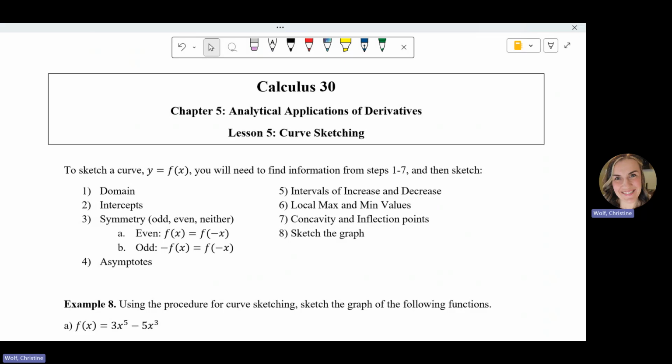So first thing we're going to do is state the domain, right? We're going to take a look at the function I give you, and we're going to predict what the domain would be. Then we're going to figure out our x and y intercepts, which is not new to us.